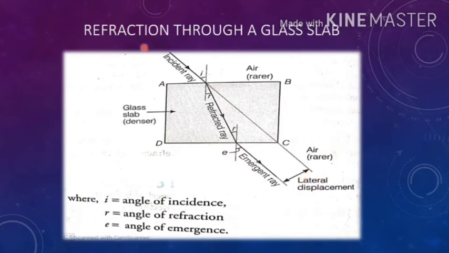Lateral displacement: let this be a simple glass. Without the glass, the light would pass in the same direction, but as it is glass, it gets refracted in this direction and emerges in this direction. The distance between the original direction and the emergent ray is known as lateral displacement. So it is clear what the incident ray, refracted ray, emergent ray, angle of emergence, angle of refraction, angle of incidence, and lateral displacement are.